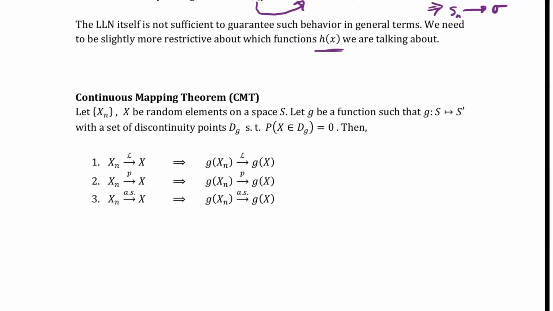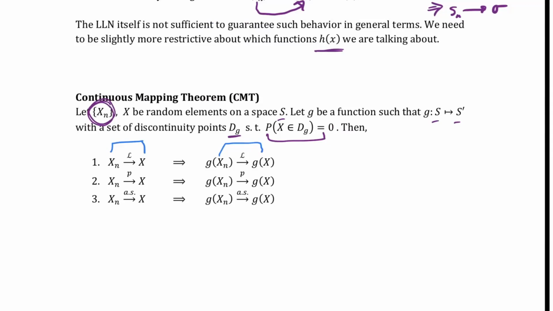It says, look, suppose I have a sequence, and this represents our estimator, and I have some sample space, and let g be a function from one place to the other, and there's a set of discontinuity points of g. Then if you don't end up at the discontinuity, this thing will converge to what you think it will be. That means if you know that X_n is converging to x, then g of X_n will converge to g of x as long as there's not a discontinuity.